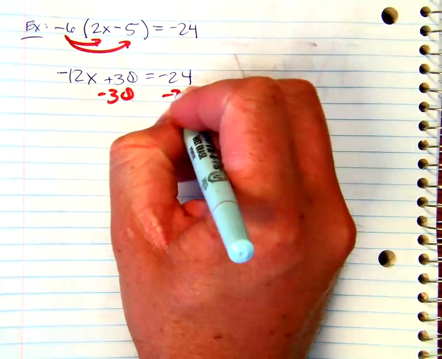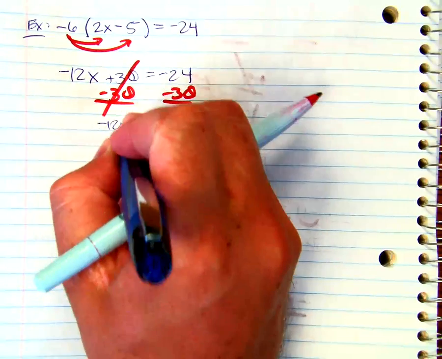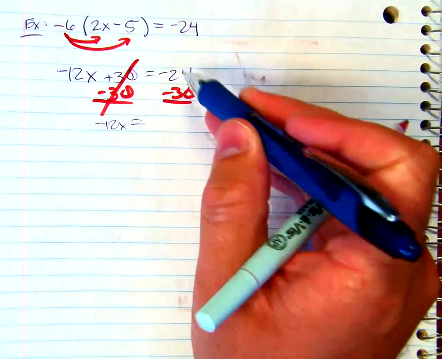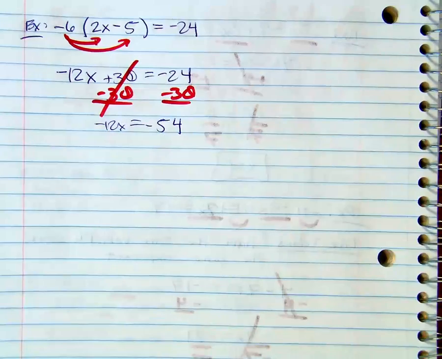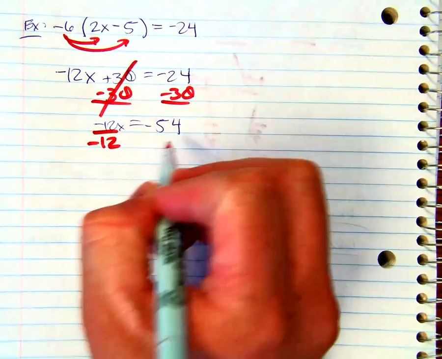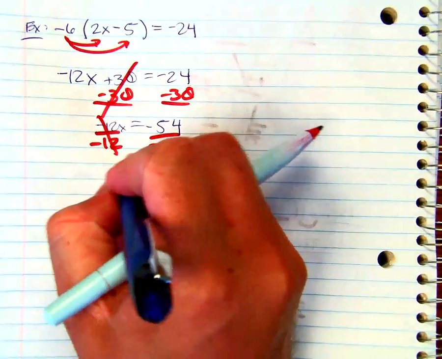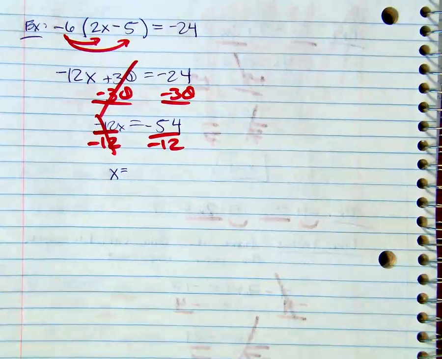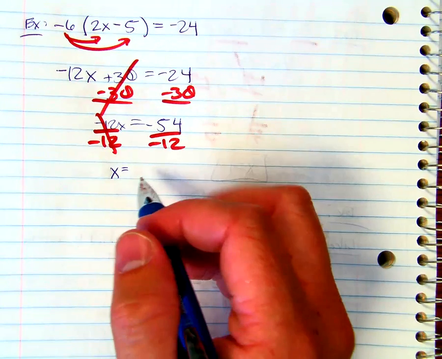So now you will subtract 30. You will get negative 12x equals negative 24 minus 30 more is negative 54. You would then divide by negative 12. And this one does not end with a whole number, which we've talked about before. If it doesn't go in, you should leave it as an improper fraction. However, this can be reduced.